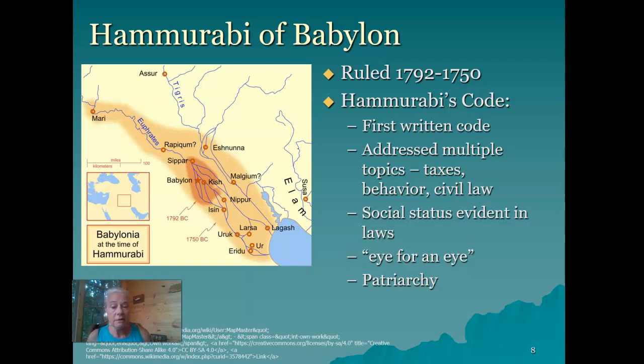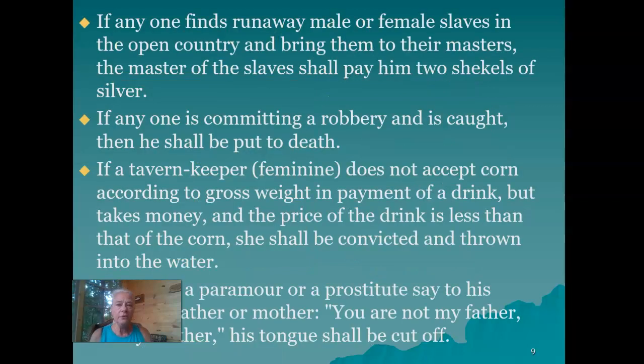There's also a lot of evidence of patriarchy in the Code of Hammurabi. I have a few examples here that show these things that I've talked about. So we see in this first one a runaway male or female slave. Okay, so there are slaves. That indicates a social hierarchy. And if they bring the slaves back, they'll get rewarded 2 shekels of silver.